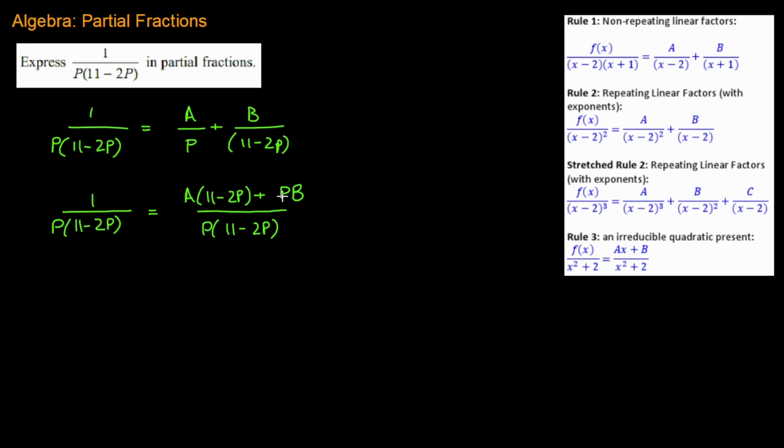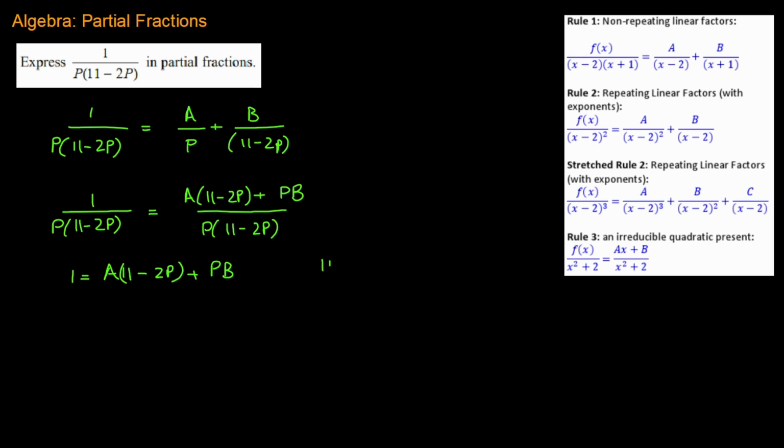We can equate the top lines, and we get 1 is equal to (11 minus 2p) multiplied by a plus pb. Now, how do we solve this? Well, we basically use a couple of tricks. If I choose p such that this bracket goes to 0, I will be able to solve for b. And equally, if I choose p such that this term equals 0, I will solve for a. So let's do those things one by one.